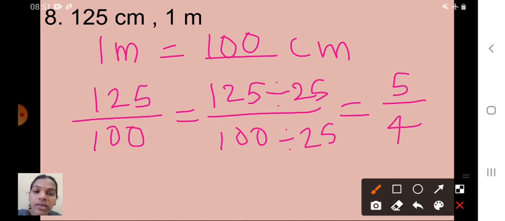Next, practice set 28, third sum, third question we will solve in next session.